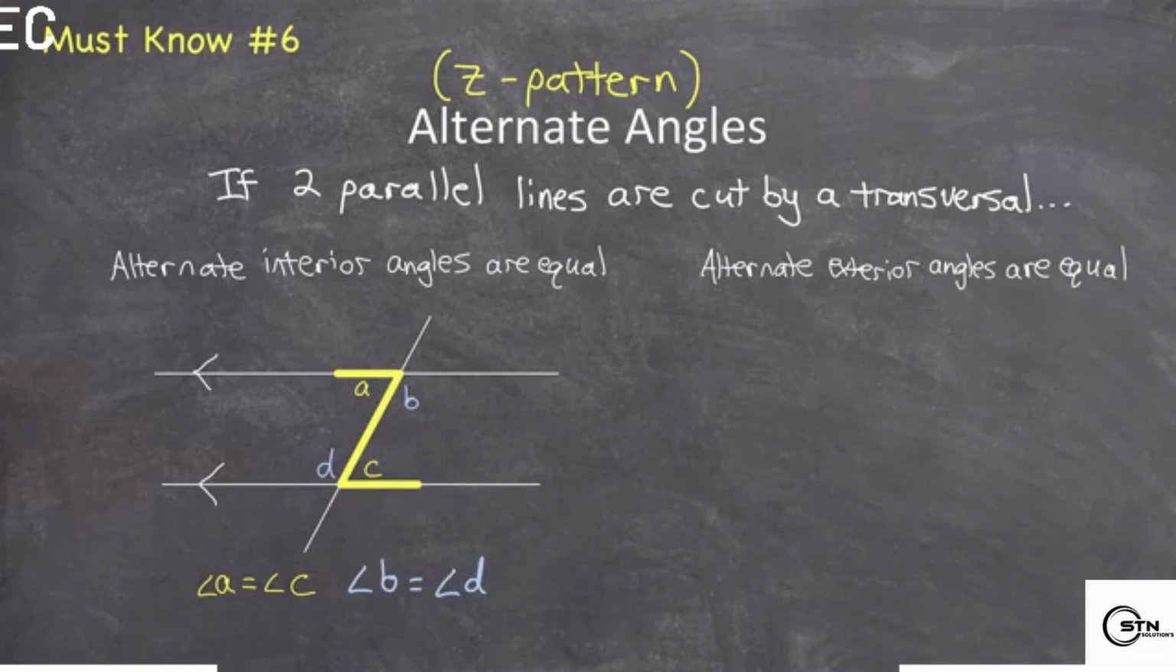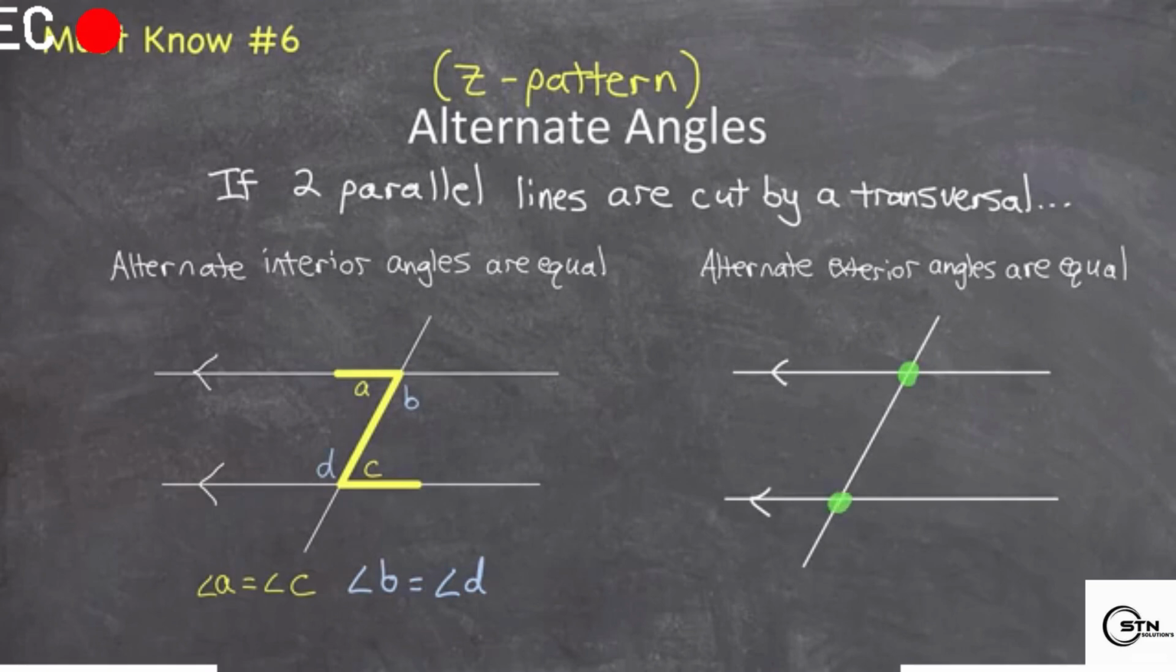Now, not only are the alternate interior angles equal, but so are the alternate exterior angles. So let me draw 2 more parallel lines here, and I'll cut them with the transversal as well. Here's my 2 points of intersection. The exterior angles are these 4 angles outside here. I'll label them E, F, G, and H.